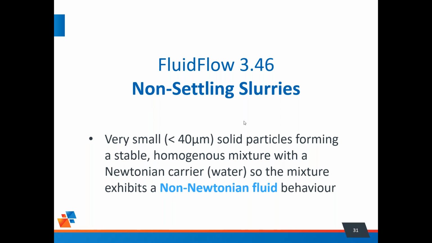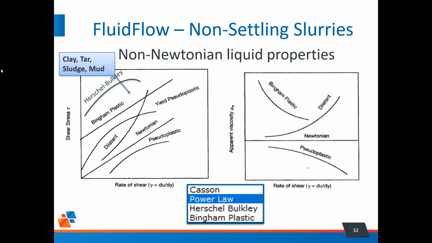Let's take a look at the non-settling slurries now. Basically, we talk about a very small solid particle forming a stable homogeneous mixture with a Newtonian carrier, but the actual mixture exhibits in that case a non-Newtonian behavior. So what we're looking at in this case is not a constant viscosity versus shear rate as it is for a Newtonian fluid, but one that actually varies, and there are different correlations available.